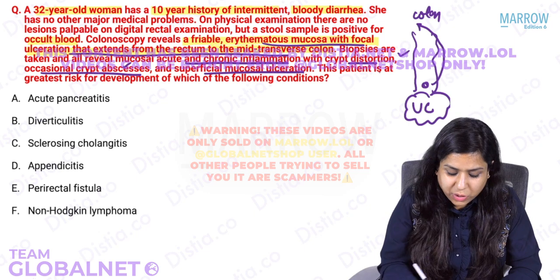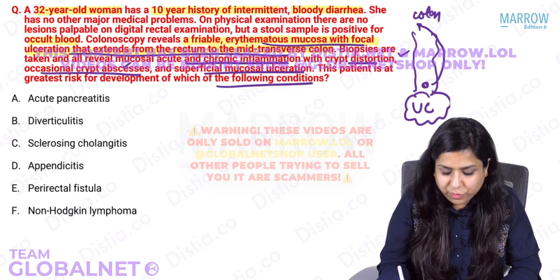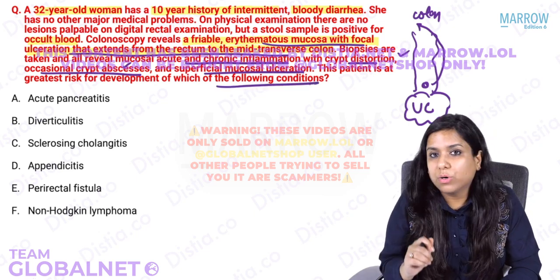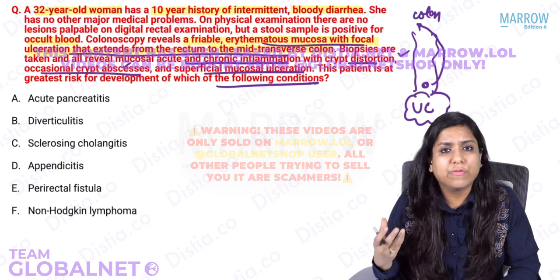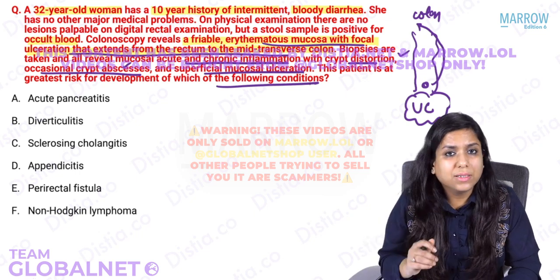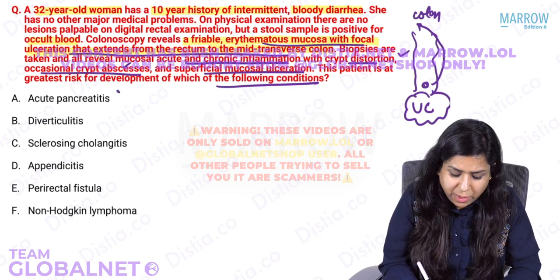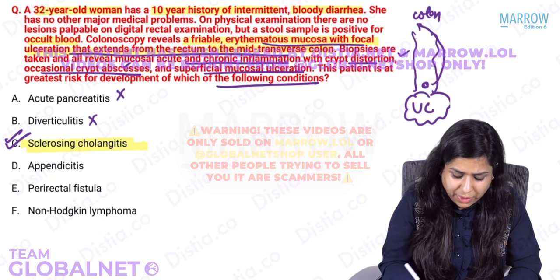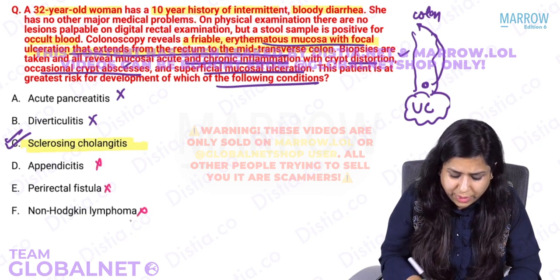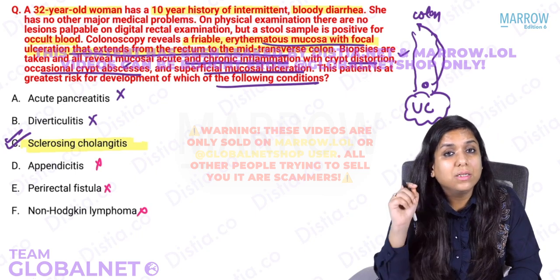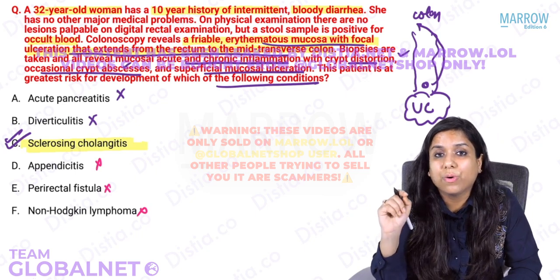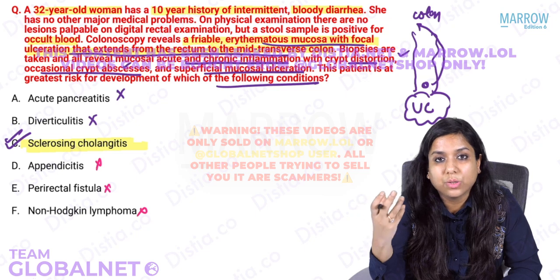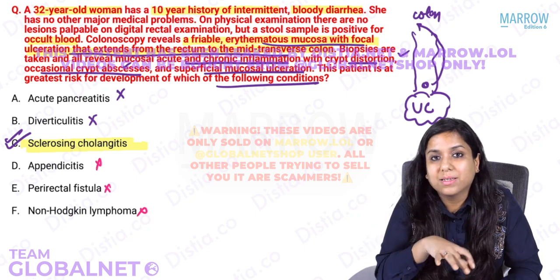No. This patient is at greatest risk for development of which of the following conditions? What is an important complication or extraintestinal manifestation of ulcerative colitis that you have to tell? Acute pancreatitis, no. Diverticulitis, no. Sclerosing cholangitis, yes, this should be the answer. Appendicitis, no. Fistula, no. NHL, no. I've told you that ulcerative colitis has a very high risk of developing primary sclerosing cholangitis, correct? So that is the answer.